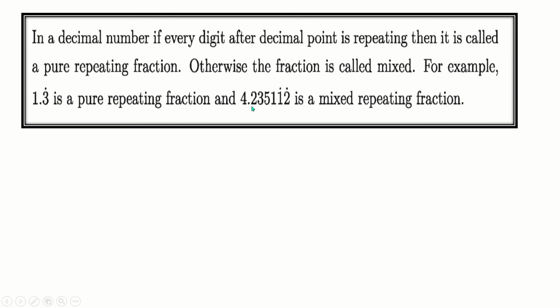But here is 2 3 5 1, then 1 2, and 1 2 is repeated. Here there is also a non-recurring part and a repeating part. 2 3 5 1 is the non-repeating part, and this is the repeating part, 1 2. So that is a mixed repeating fraction. Okay, the repeating part 1 2 has another name: it is called the recurring part.